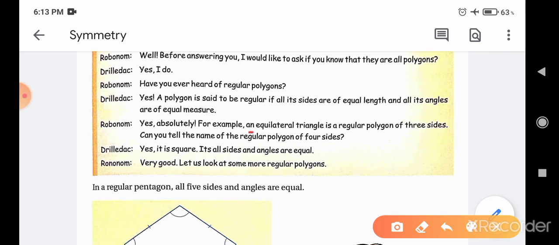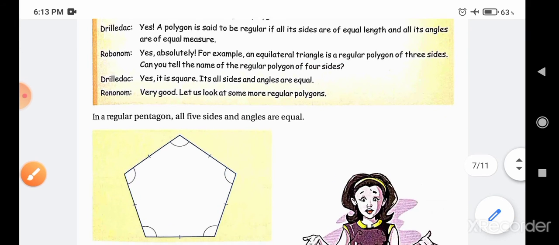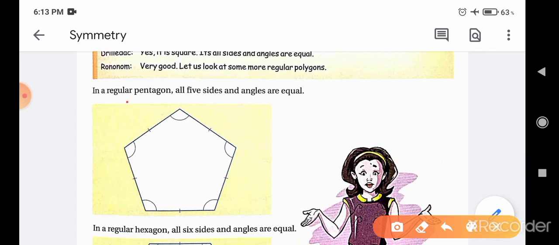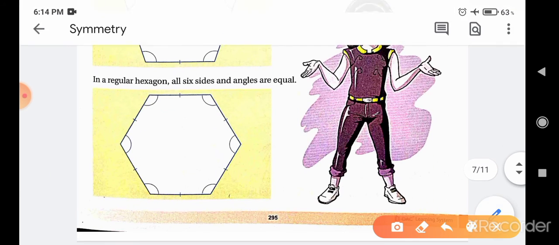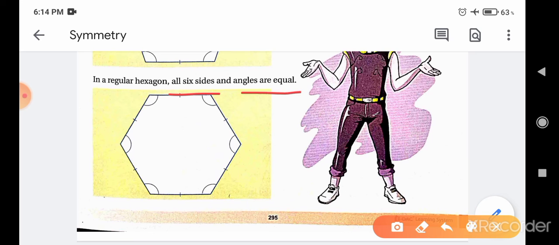For example, an equilateral triangle is a regular polygon of 3 sides, and a regular polygon of 4 sides will be a square. And a regular polygon of 5 sides will be a regular pentagon. Here is a regular pentagon, and all its 5 sides and angles are equal. Next is a regular hexagon. All the 6 sides and angles are equal.